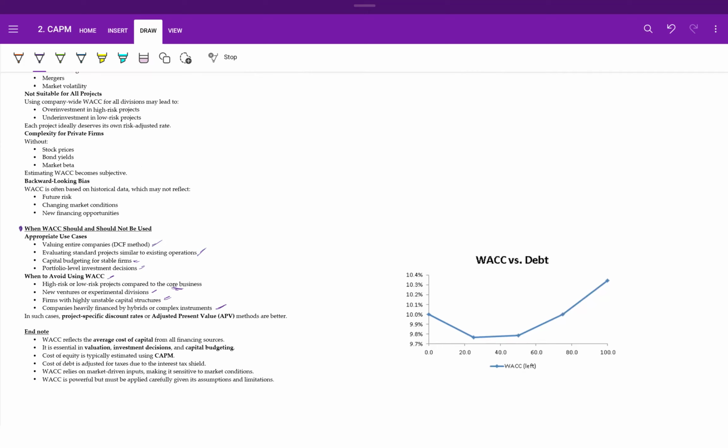So those come into play. And in such cases, project specific discount rates can be used, or adjusted present value, APV methods are better.